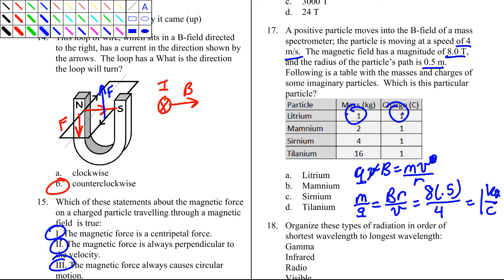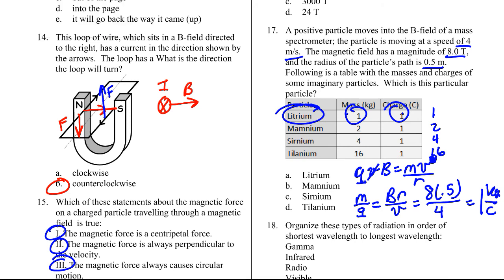This is the only one that has a mass to charge ratio of 1. This is a mass to charge ratio of 2. This is 4, and this is 16. So yttrium is the right answer.